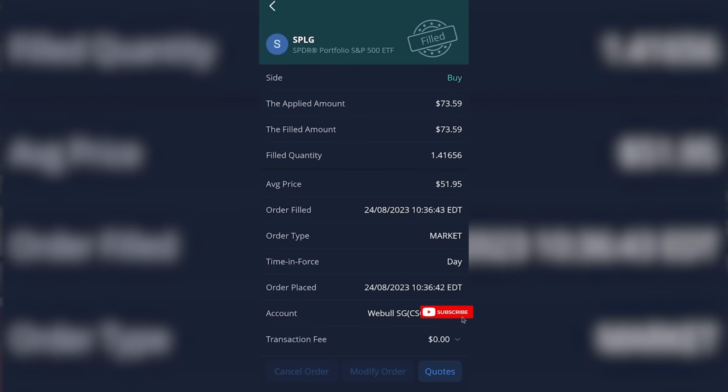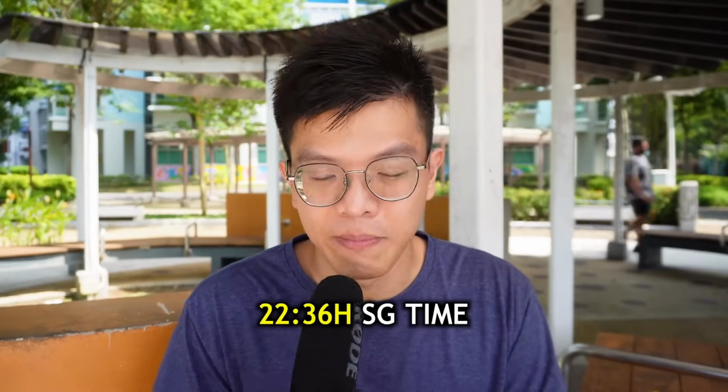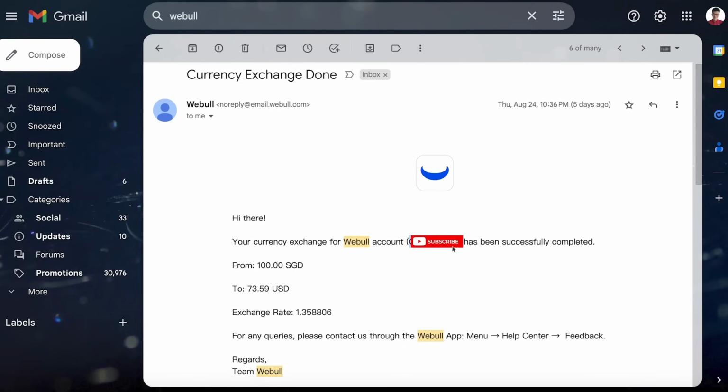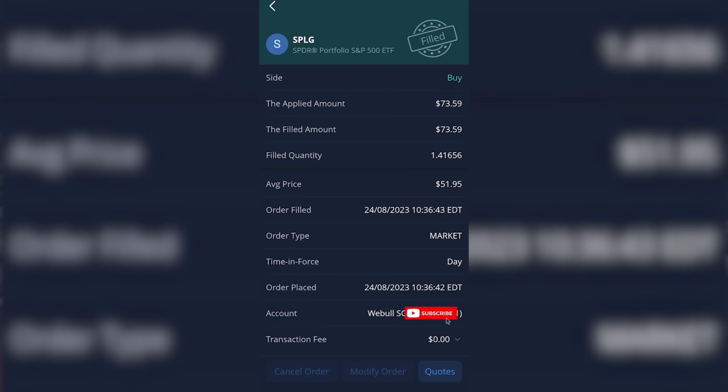Now once activated, the order will be filled at the market price, and for my example, it was filled at 10:36 EDT, which was 10:36 PM Singapore time. So my guess is that they are amalgamating the orders together to make it a large order because of the fractional shares. And what happened exactly at 10:36 PM was that Webull had the authorization to direct debit from my bank account 100 Singapore dollars and did an auto currency conversion from Singapore dollars to US dollars at a 0.5% spread. So the converted $73.59 of USD bought 1.42 units of SPLG at $51.95 average price.